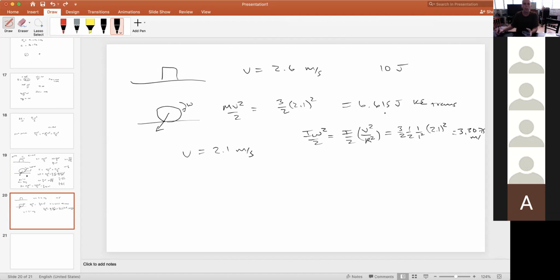It says my internet connection is unstable, so if I lose you guys, I'm sorry.